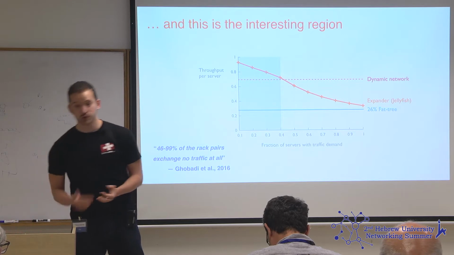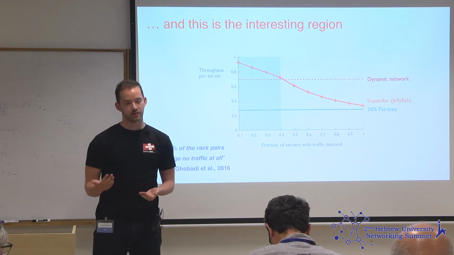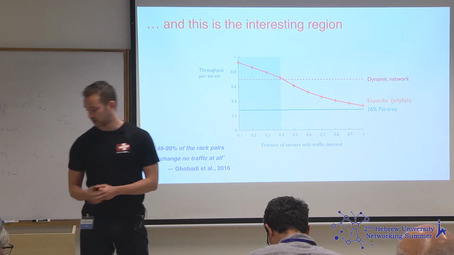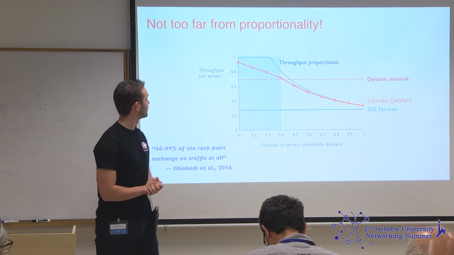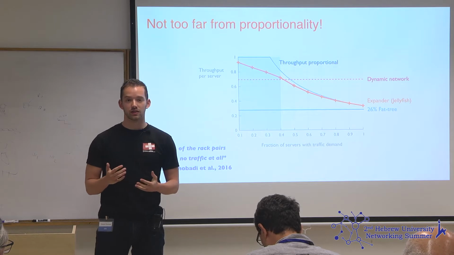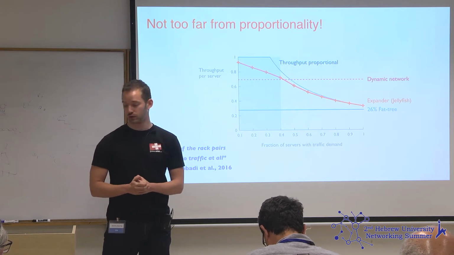To highlight the throughput proportionality, or the idea of having a graceful decline, the expander graph itself is relatively close to the desired throughput proportionality.